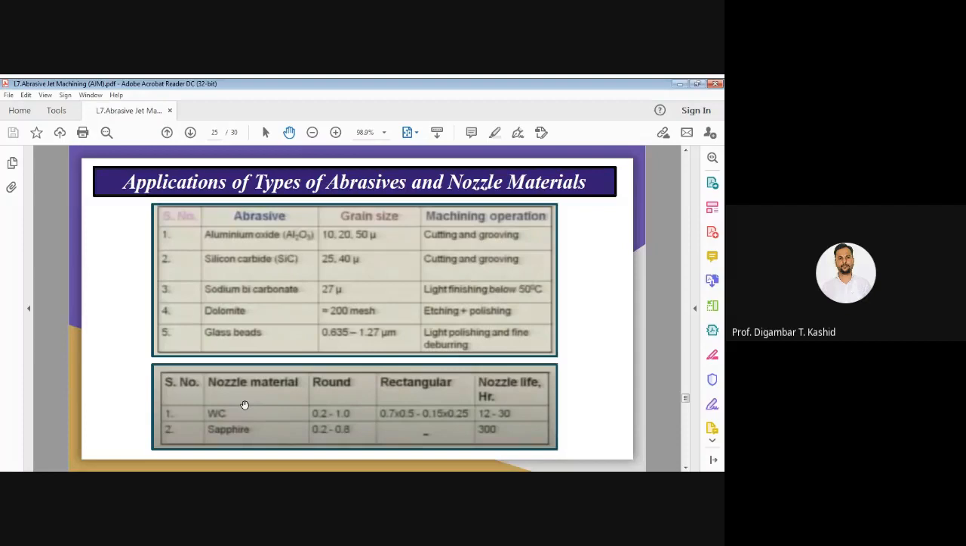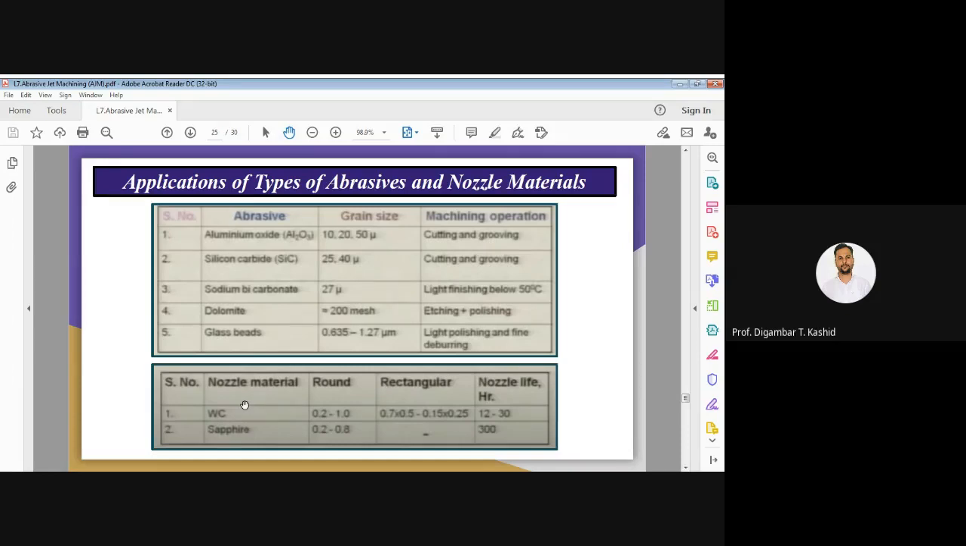The nozzle may also be rectangular. In that case the size may vary from 0.7 to 5 mm, and 0.15 to 0.25 mm as the cross section. That means one may be the length and the other the width of your nozzle cross section.